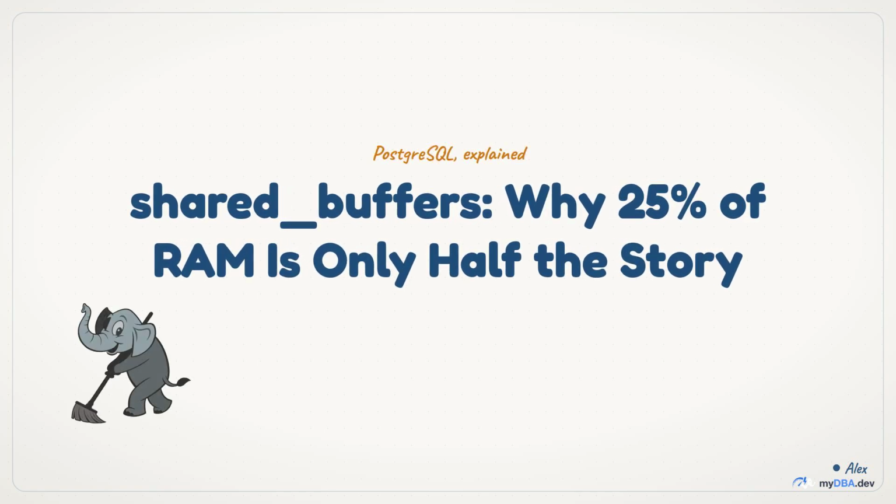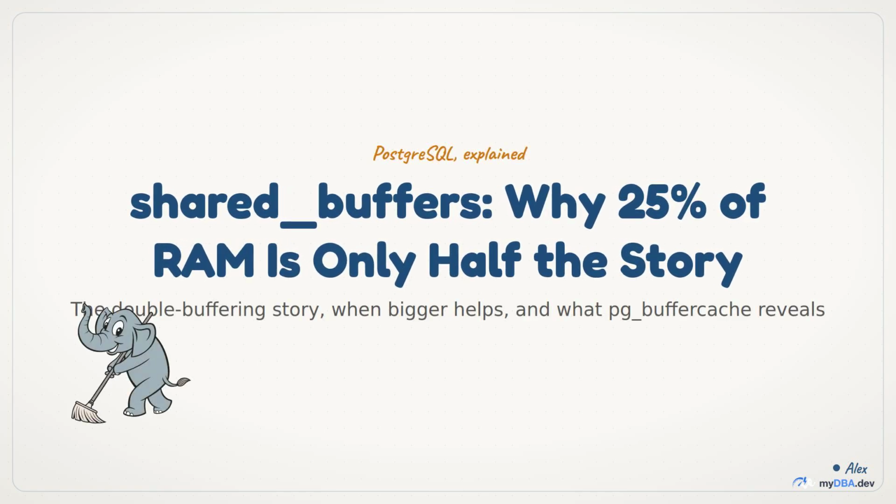You've heard the advice a million times. Set shared buffers to around 25% of your RAM. It's practically gospel in Postgres tuning, but why not 50%? Why not 75%? The answer is something most people completely miss.